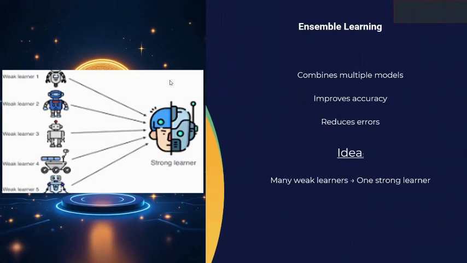Now let's look at what we call ensemble learning. What is ensemble learning? We combine multiple models and train them either sequentially or in parallel. We use ensemble learning because we want to improve accuracy and reduce errors. The main key idea is that when we have many weak learners, we combine all of them and have one strong learner.